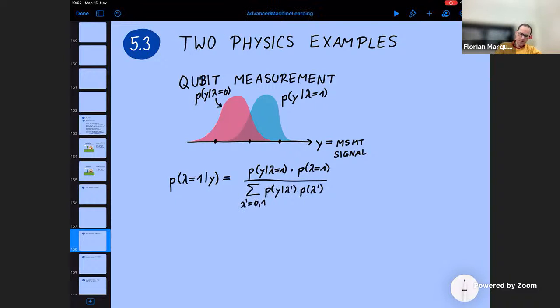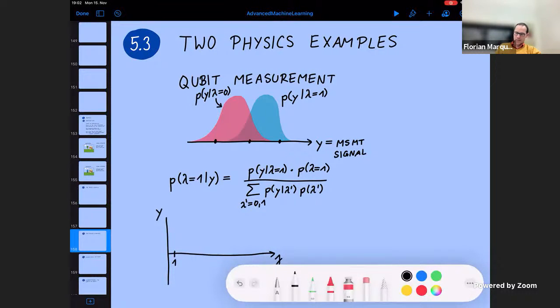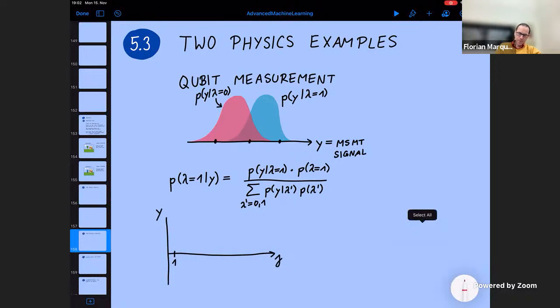And how does this look? Well, if I do only a single measurement, so that's y versus the measurement step, let's say this is the first measurement. And I get a value that is, let's say, positive. Then I might think, maybe lambda equals 1. Maybe my qubit is in the state 1 because it's positive, so it's more somewhere here. But it could be a fluke. It could be just by accident, by random chance.